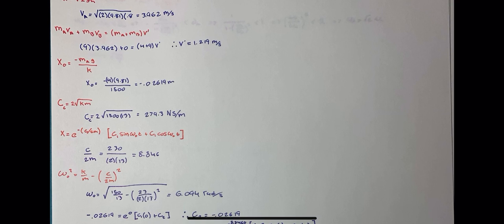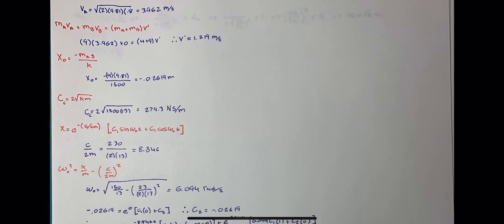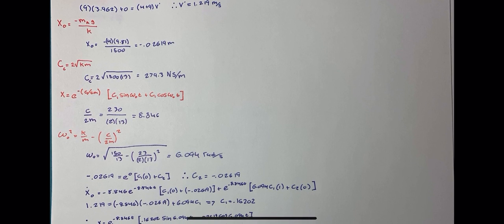Static deflection is equal to negative ma g over k. We can go ahead and plug in our knowns there, and we get negative 0.02619 meters. We can solve for the critical damping coefficient, which is equal to 2 times the square root of km. We can solve for that, which will give us 279.3 Newton seconds per meter.